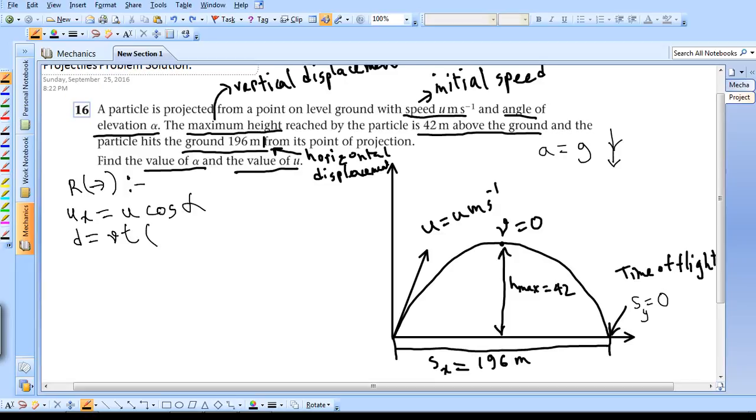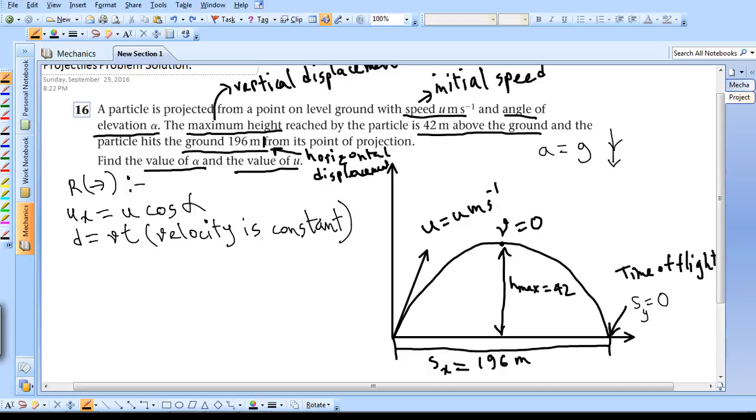Since there is no external force in the horizontal direction, the velocity would be constant. Since there is no horizontal component of force, the velocity would be constant along the horizontal axis.